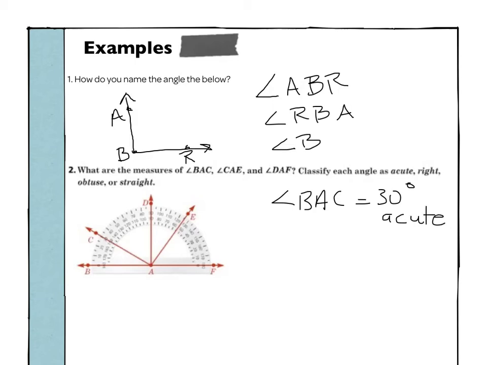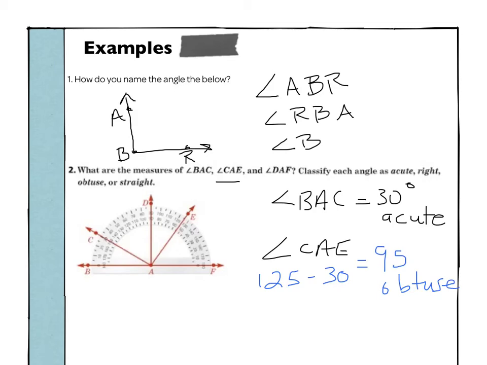If we look at angle CAE now, just looking at it, this goes from 30 to, let's just say, 125. So 125 minus 30 is going to give us 95. So we know that's bigger than 90, so that should be an obtuse angle. Last but not least, let's look at angle DAF. Well, that's a nice right angle there. So we're going to say that that is 90 degrees, and right.